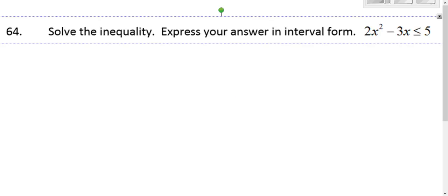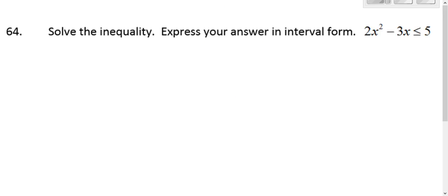All right, to solve the inequality, since it's a quadratic, we need to get everything on one side. So we've got 2x squared minus 3x minus 5 less than or equal to 0. We're going to solve this quadratic equation, get the critical numbers, and then use that to answer the question.